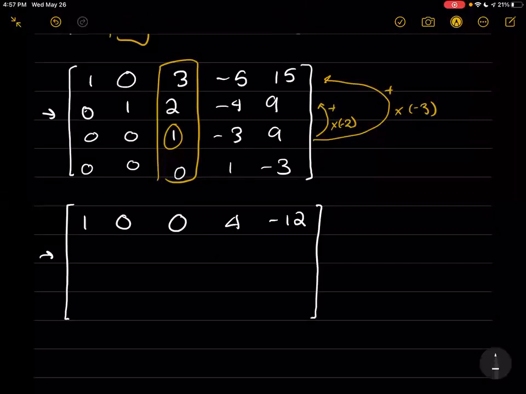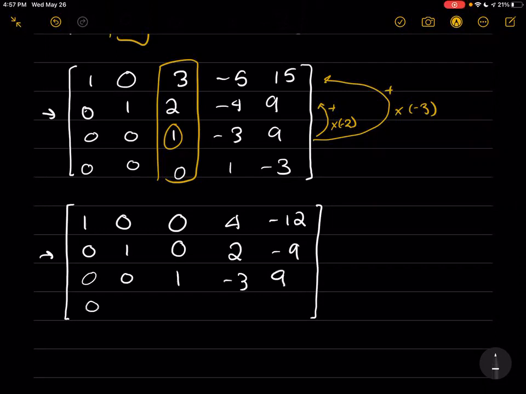And for the second row, we get 0, 1. Those are unchanged. And then I think we get 0 by design. And then the other two entries, I think, are going to get 2 and a -9. And then we do 0, 0, 1, -3, 9, and 0, 0, 0, 1, -3. Those two rows are unchanged.